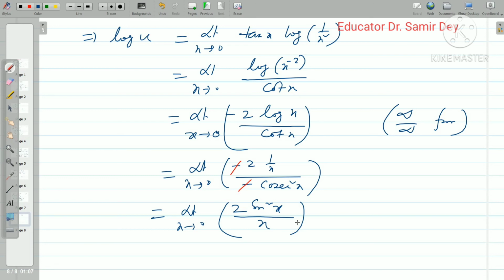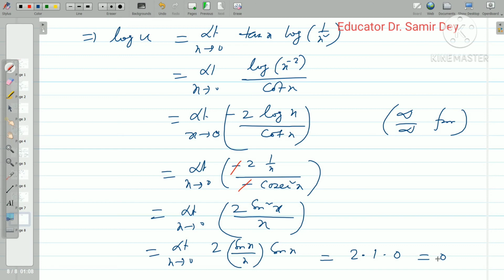Then what you do, you can separate this: limit x tends to 0, 2 into sine x by x, into sine x. Because limit sine x by x is equals to 1, 2 into 1, so ultimately what you have is 2 into 1 into 0, that is equals to 0. So is it clear or not? Because limit x tends to 0, sine x by x is equals to 1, and sine x at 0 is 0, so ultimately it is 0.